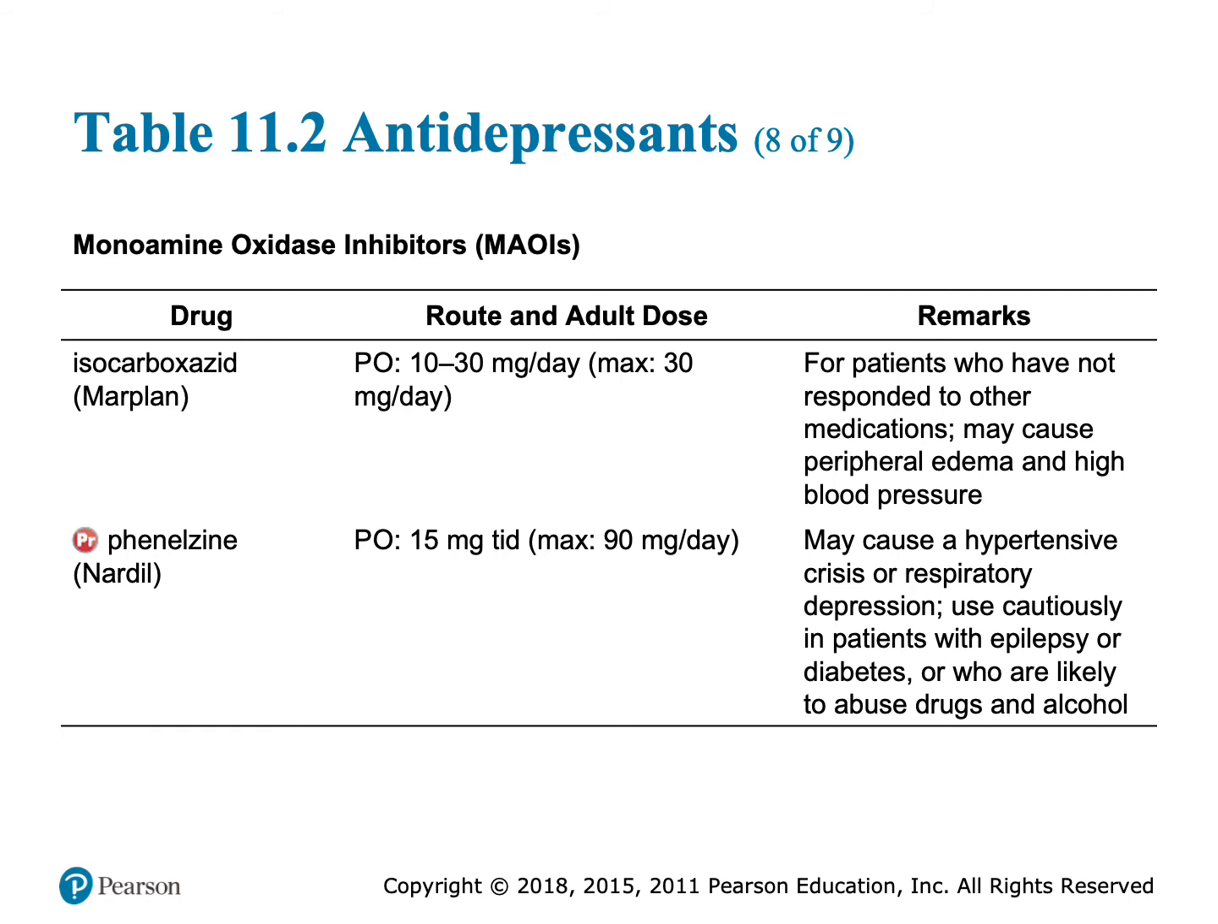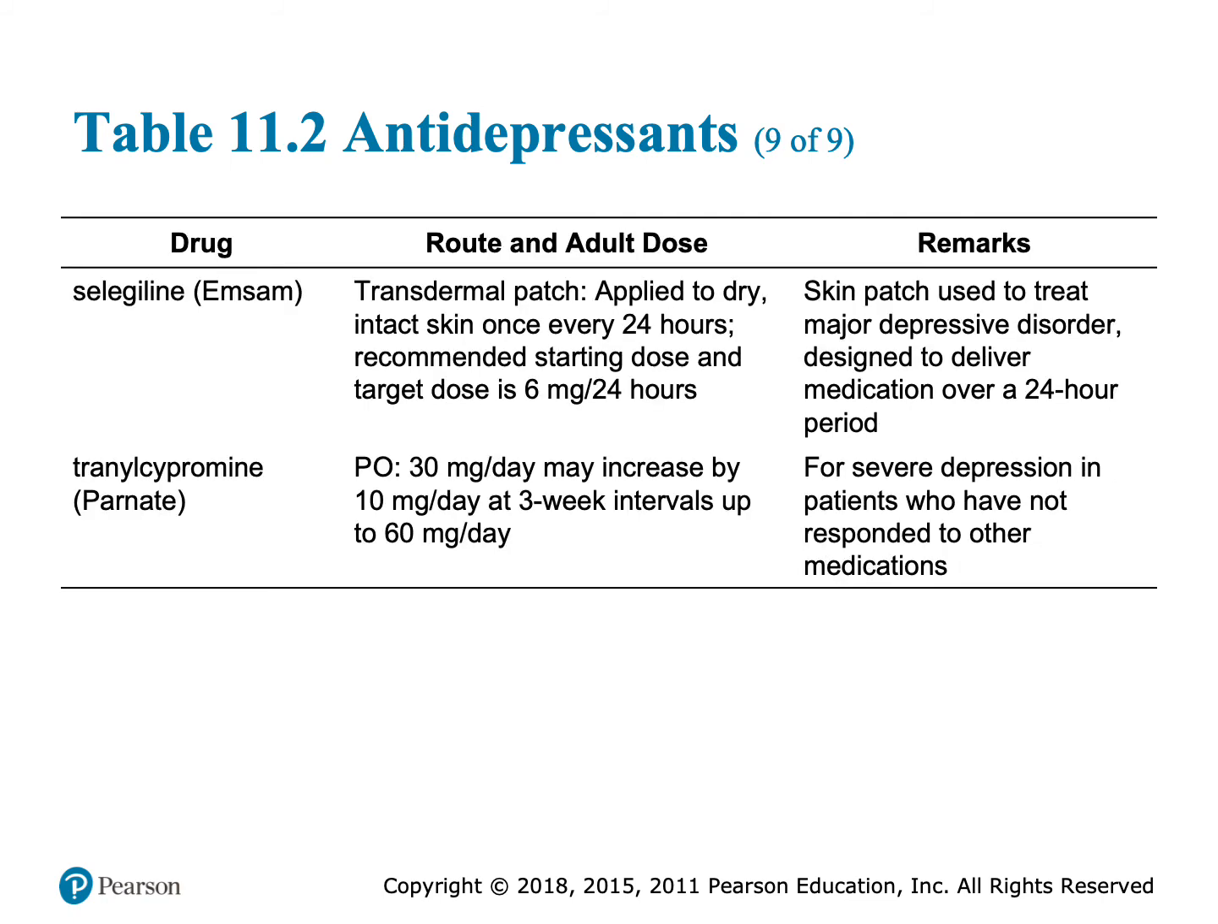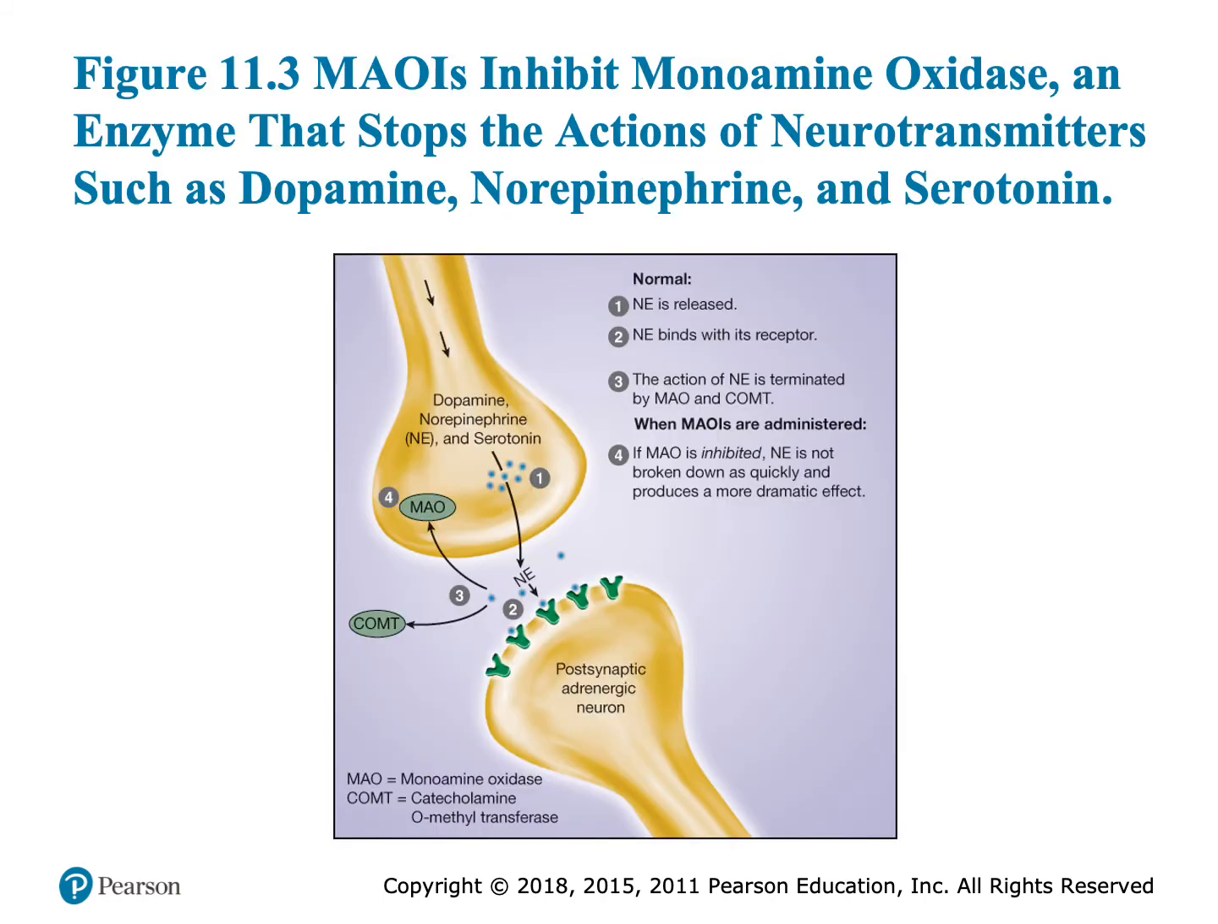Again, listing some of the MAOIs, just as you saw in Chapter 10, there's Marplan and Nardil and Parnate. This is just a diagram showing that MAOIs inhibit monoamine oxidase, an enzyme that stops the action of neurotransmitters like dopamine, norepinephrine, and serotonin.